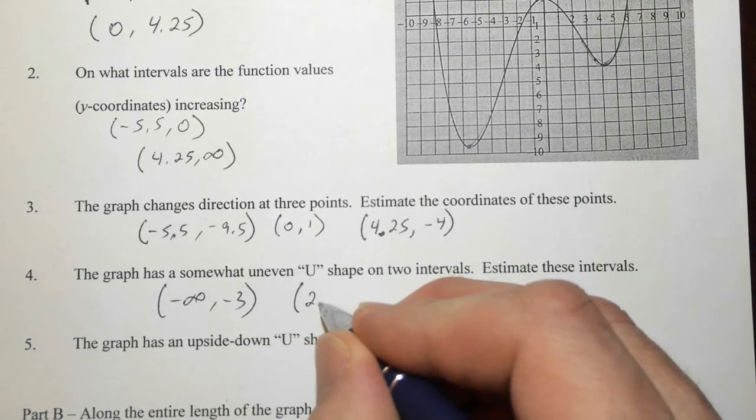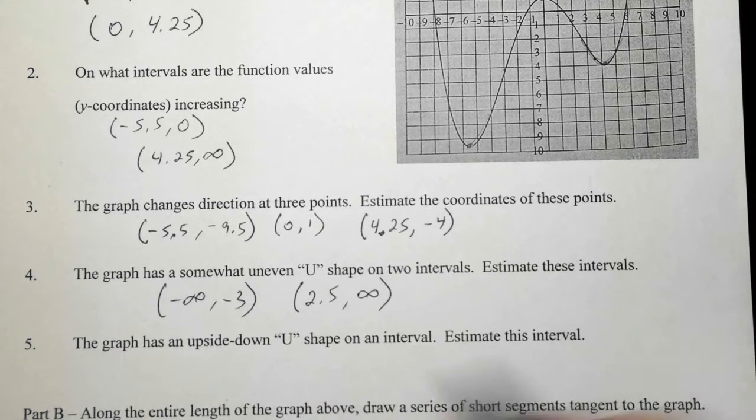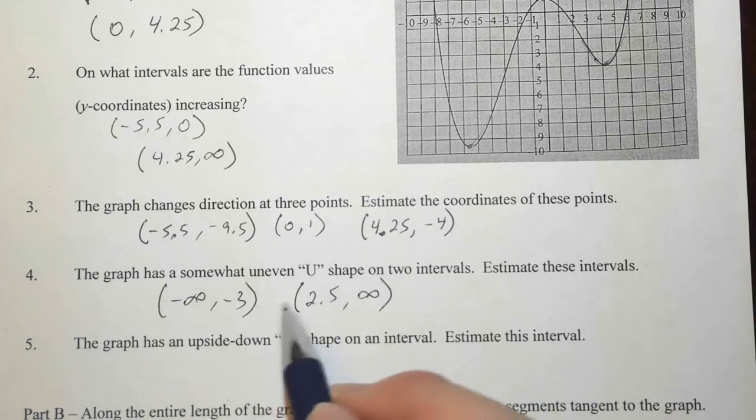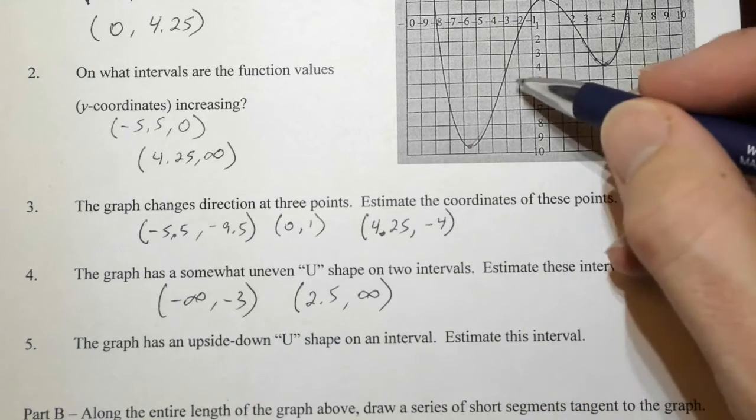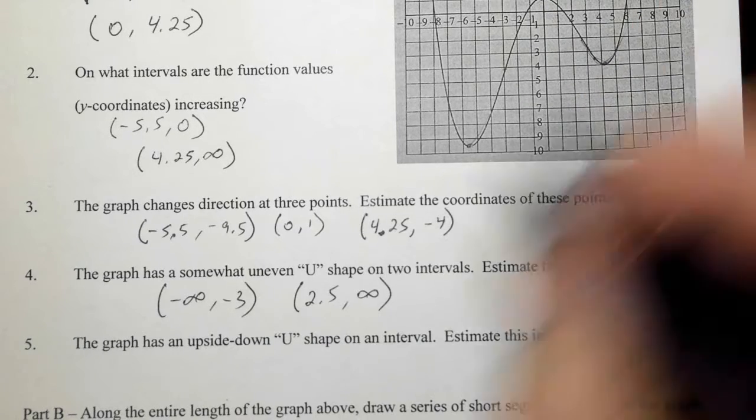So 2.5 to infinity. And finally, the graph has an upside down U shape on an interval. What's this interval? Well, that's going to be the interval in between these two, from -3 to 2.5. There's our upside down U.